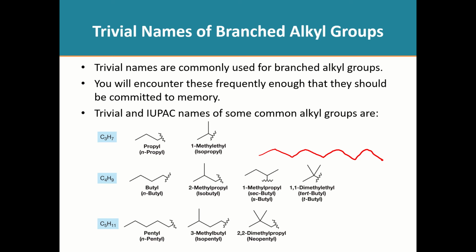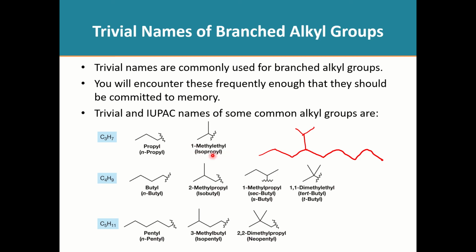But you can have 3 carbons that look a little bit different. You could have it come off like this. And that is called an isopropyl. Or the IUPAC name says it's the 1-methyl ethyl. So that top name shown there is what I've taught you. And then in the parentheses is the common name.